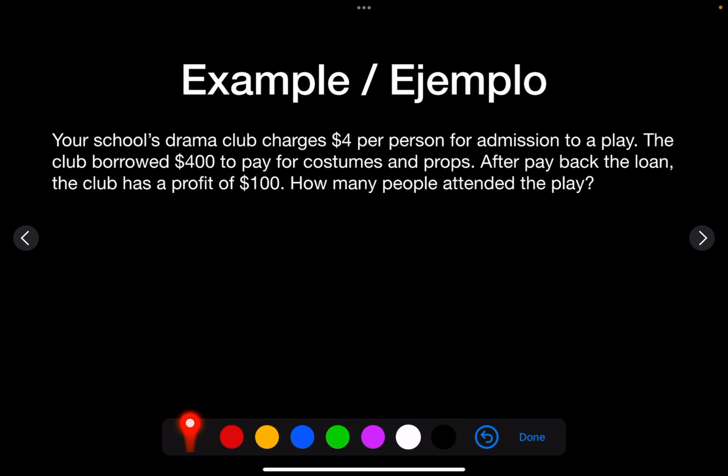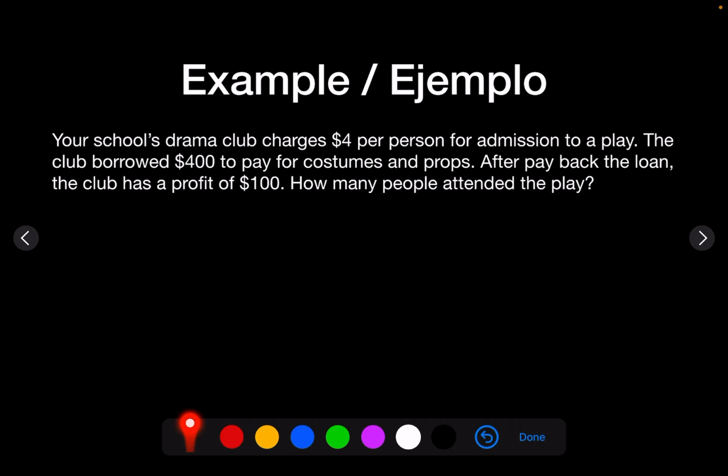Okay, in this example, our school's drama club charges $4 per person for admission to a play. The club borrowed $400 to pay for costumes and props. After we pay back the loan, we have a profit of $100. So how many people attended the play?